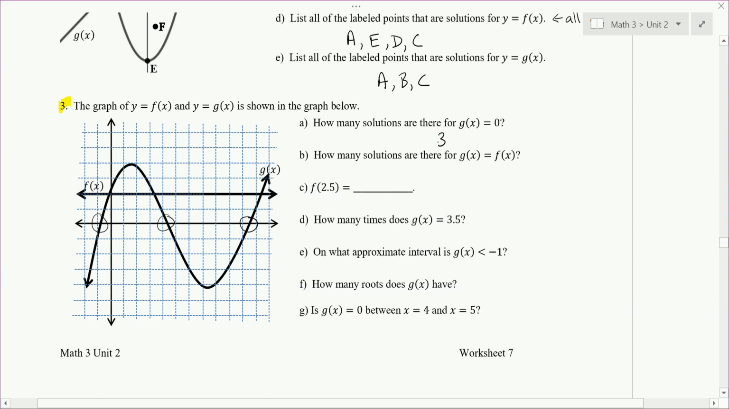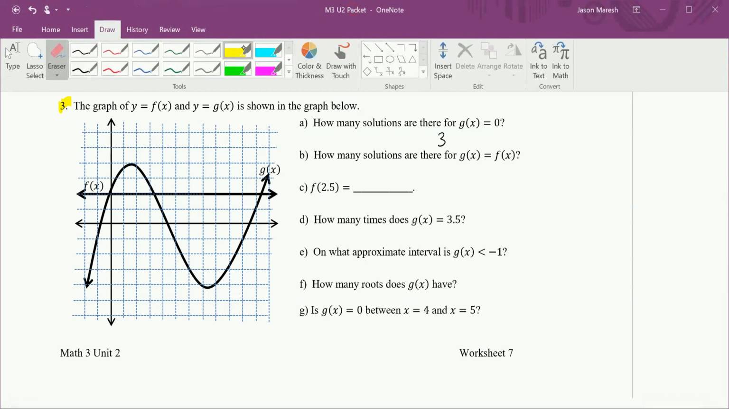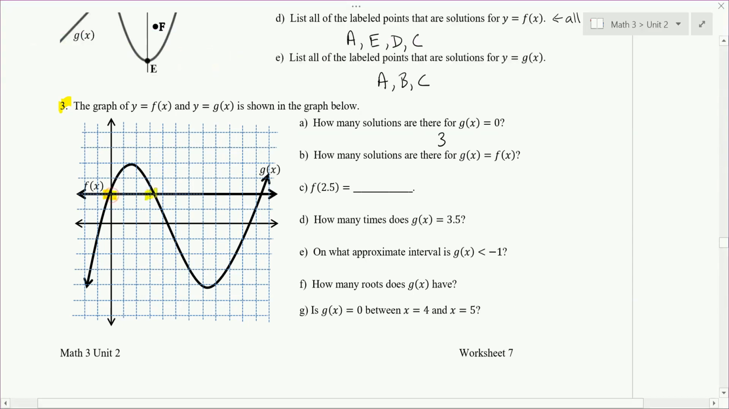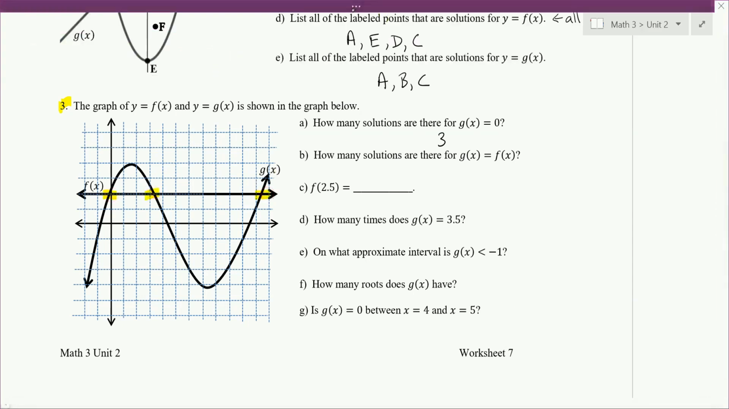How many solutions are there for g of x equals f of x? That's asking the question, how many times do the two functions cross? I'll highlight. We see 1, 2, 3 spots.